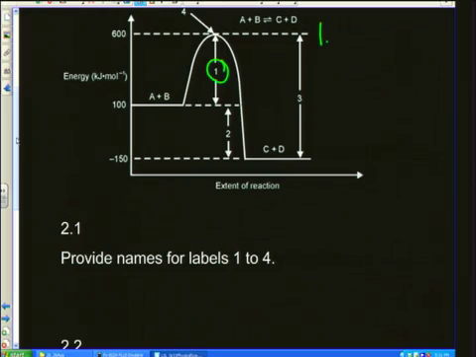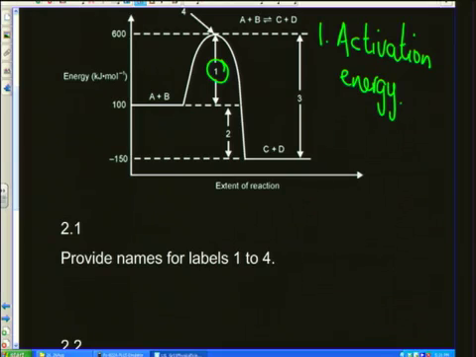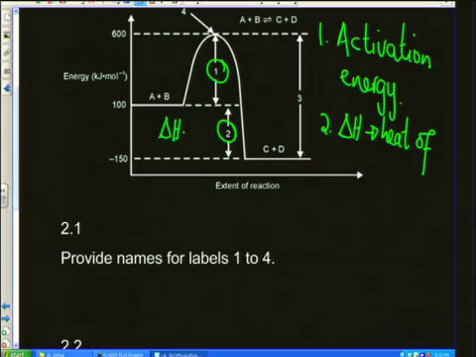1 is your activation energy. That is the minimum energy required, okay, to get that reaction to start going. Activation energy. Number 2, you look at number 2. That is your delta H, okay? So delta H, or you can also say this is the heat of reaction, okay?